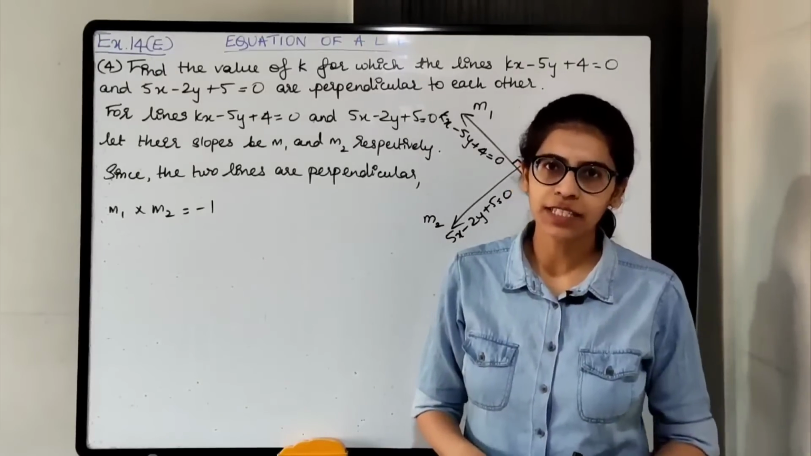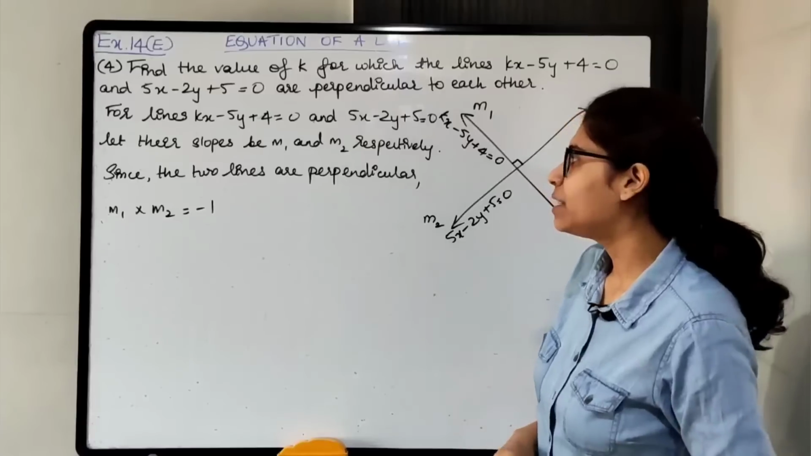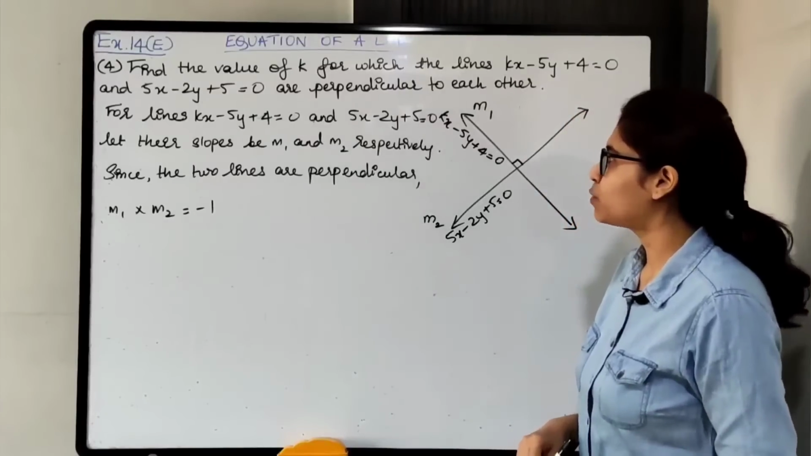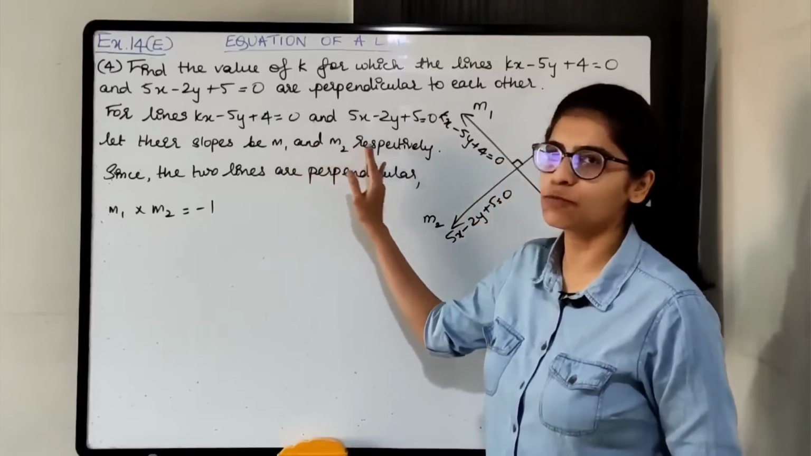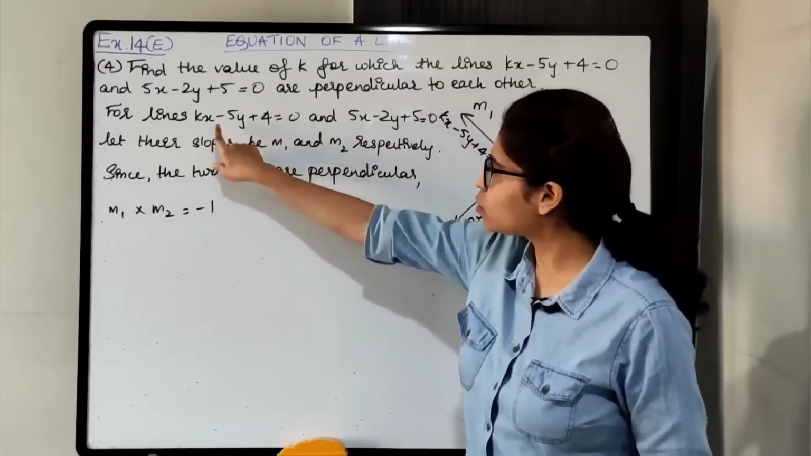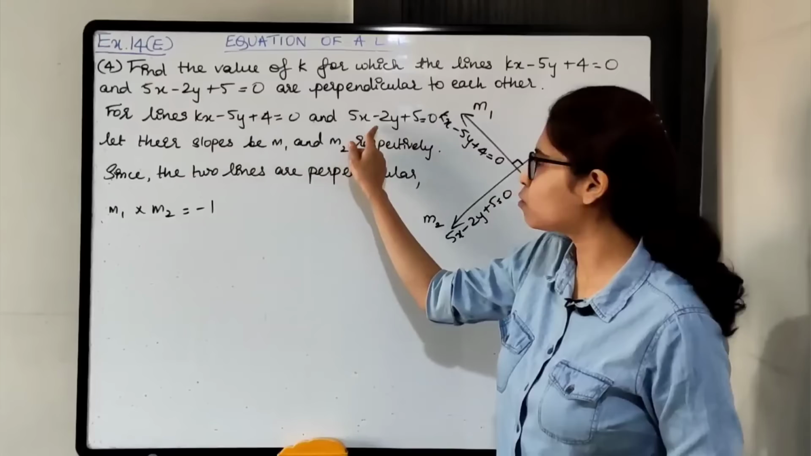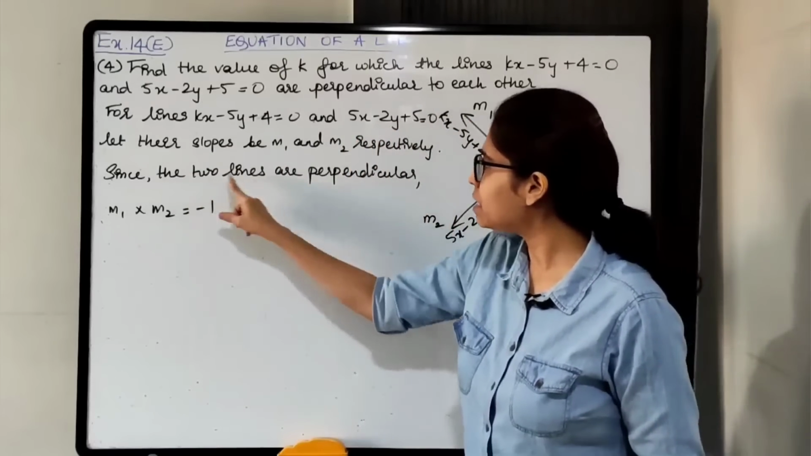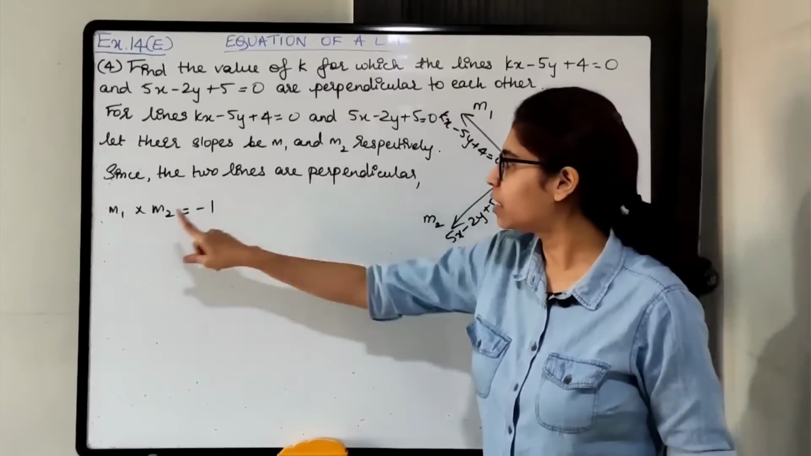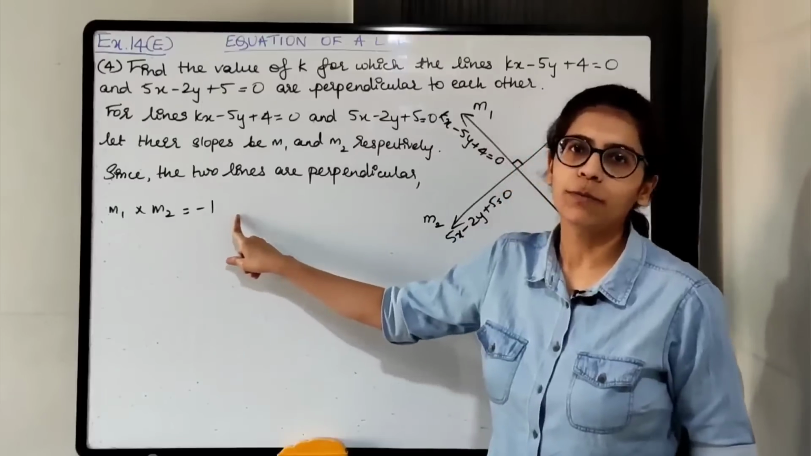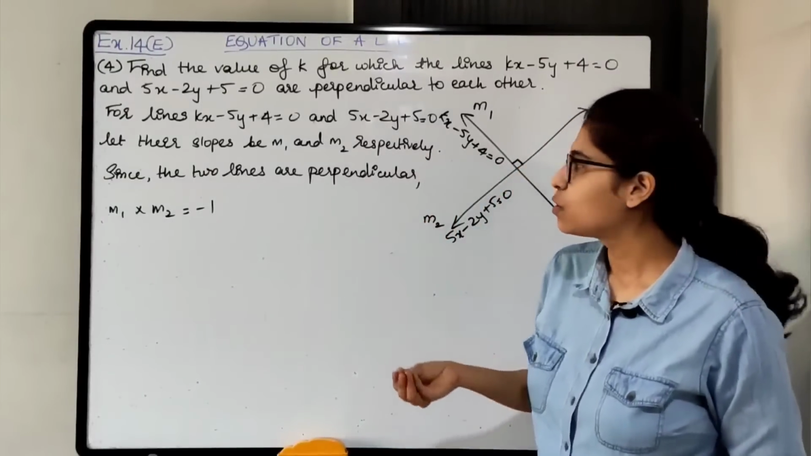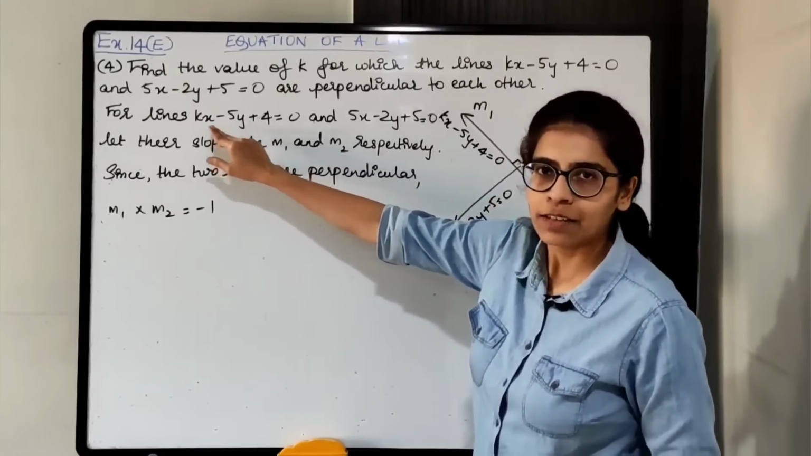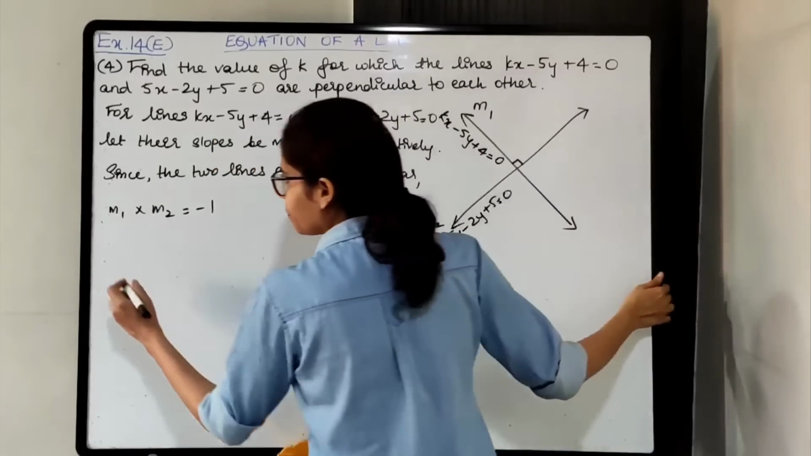So we'll start with the statements now. For lines kx minus 5y plus 4 equal to 0 and 5x minus 2y plus 5 equal to 0, let their slopes be m1 and m2 respectively. m1 is the slope of the first line and m2 is the slope of the second line. Since the two lines are perpendicular, m1 into m2 is equal to -1. Okay. Now we'll find m1 and m2. So m1 is the slope of the first line. We'll write down the equation.